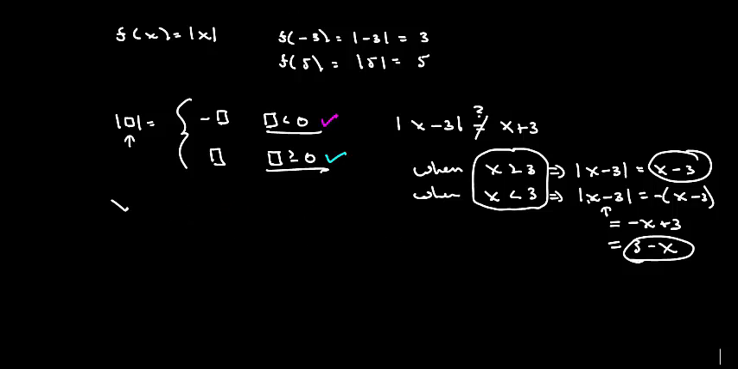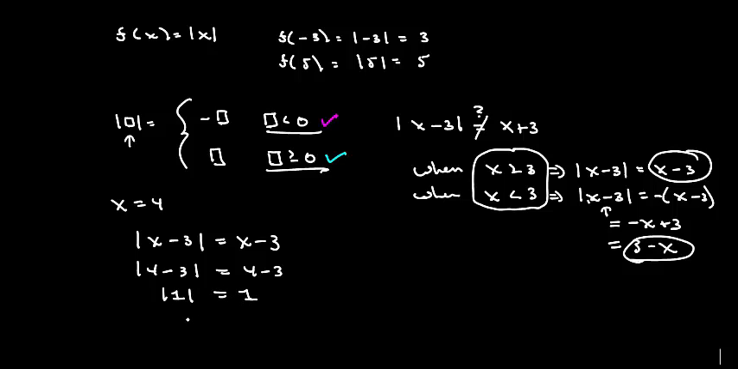Let's say you let x be equal to 4. Then the absolute value of x minus 3 should be equal to, now x is 4, so it's greater than 3, so it should be equal to x minus 3, this guy over here. Let's check. If I plug in 4, I get the absolute value of 1 is equal to 1, and we know that that's true.